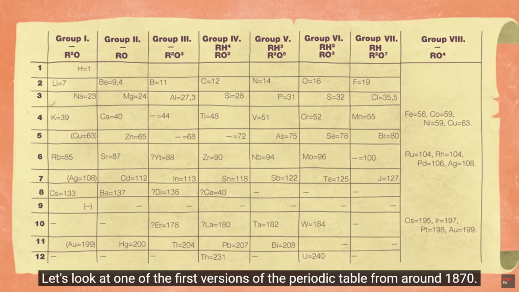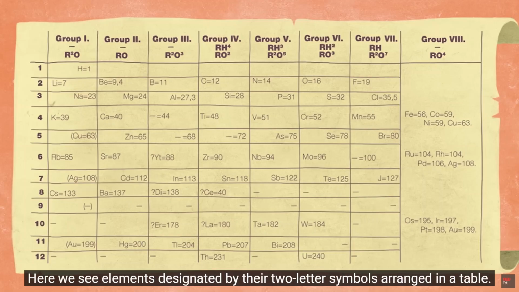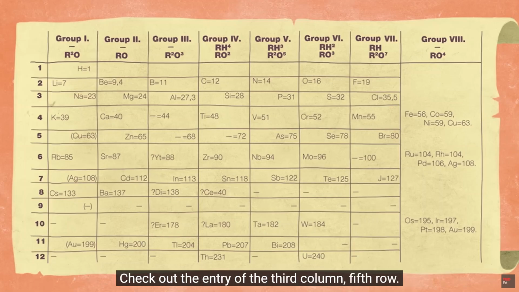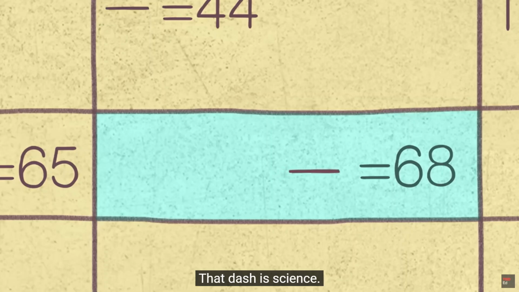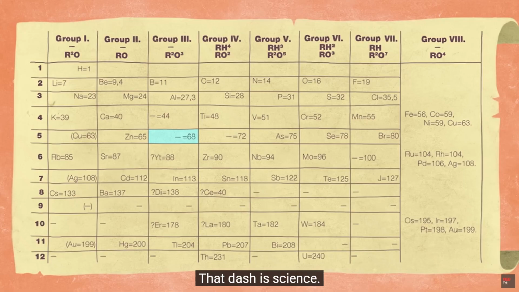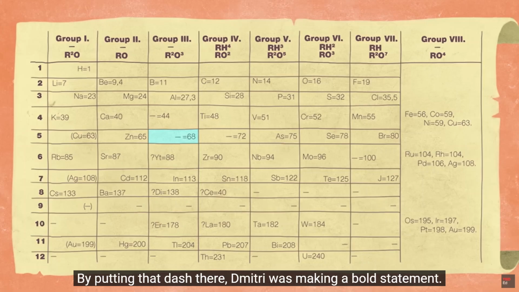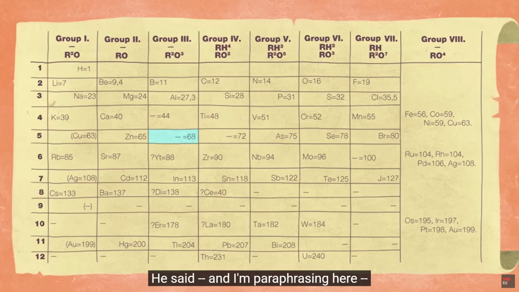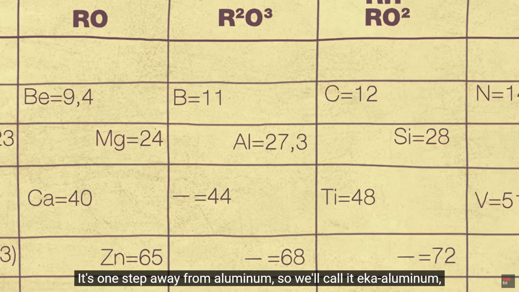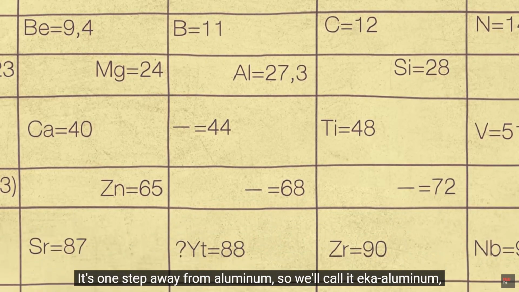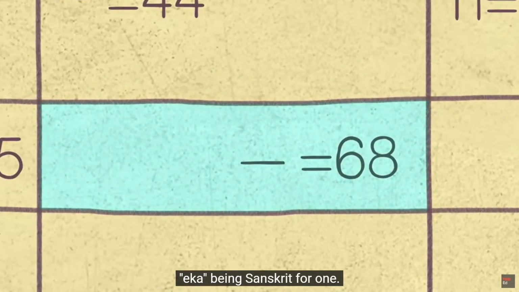Let's look at one of the first versions of the periodic table from around 1870. Here we see elements designated by their two-letter symbols arranged in a table. Check out the entry at the third column, fifth row. There's a dash there. From that unassuming placeholder springs the raw brilliance of Mendeleev. That dash is science. By putting that dash there, Dmitry was making a bold statement. He said, and I'm paraphrasing here, y'all haven't discovered this element yet. In the meantime, I'm going to give it a name. It's one step away from aluminum, so we'll call it Eka aluminum. Eka being Sanskrit for one.